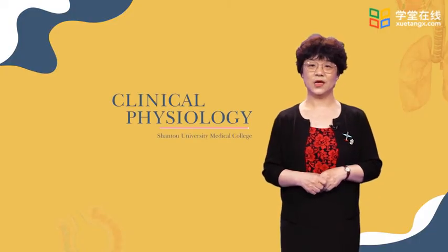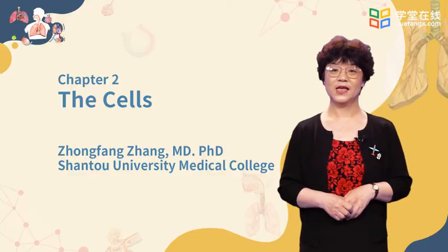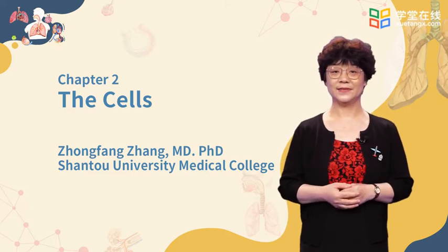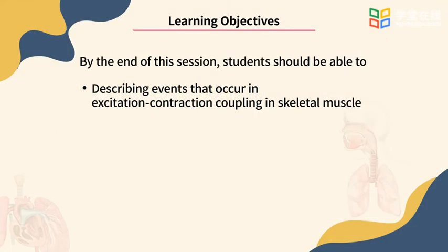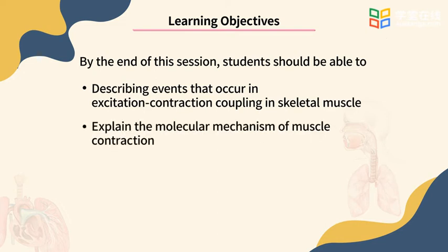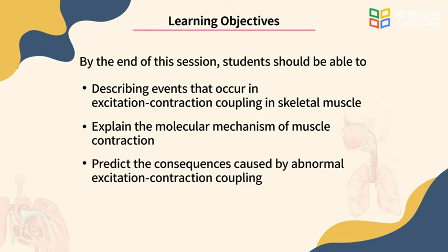In this session, we'll talk about muscle contraction. Here are the learning objectives today. By the end of this session, students should be able to describe events that occur in excitation-contraction coupling in skeletal muscle, explain the molecular mechanisms of muscle contraction, and predict the consequences caused by abnormal excitation-contraction coupling.